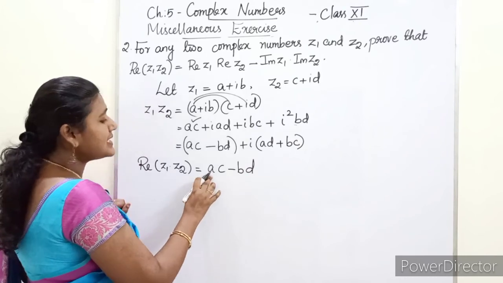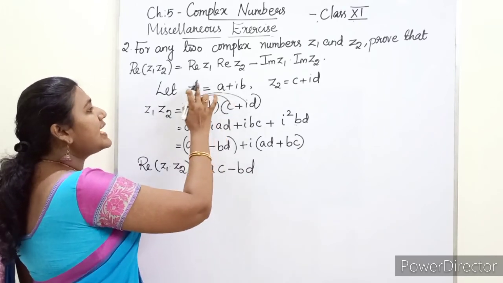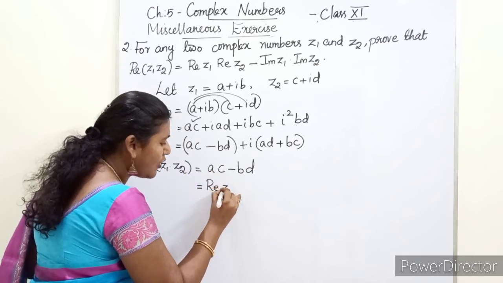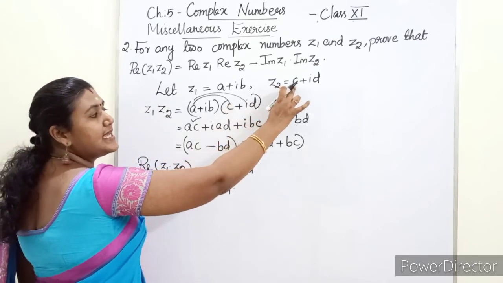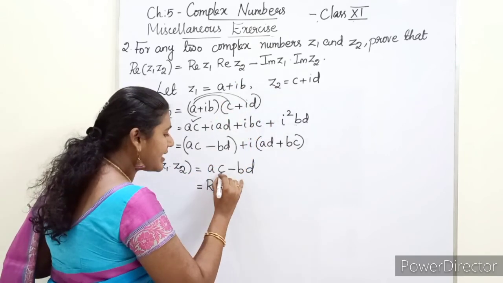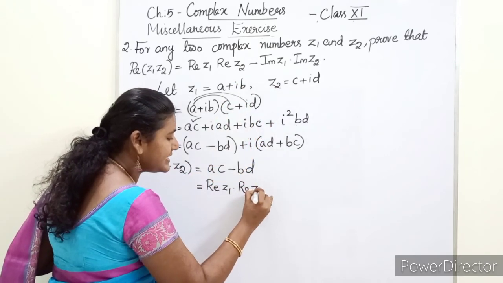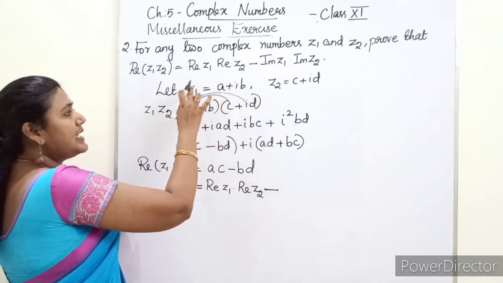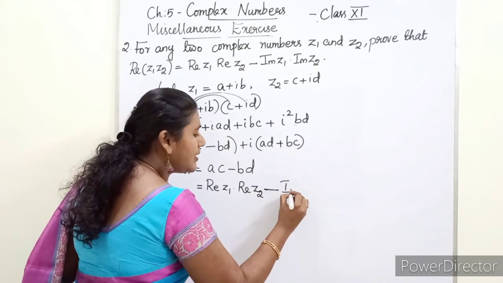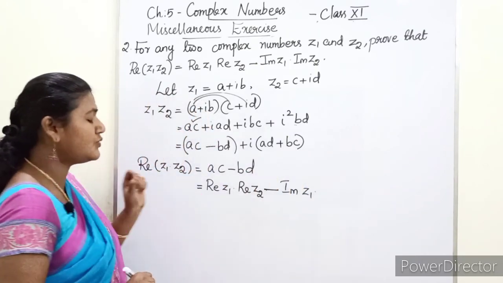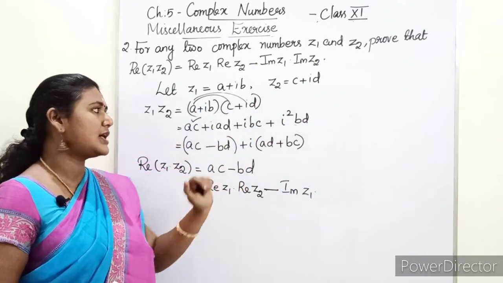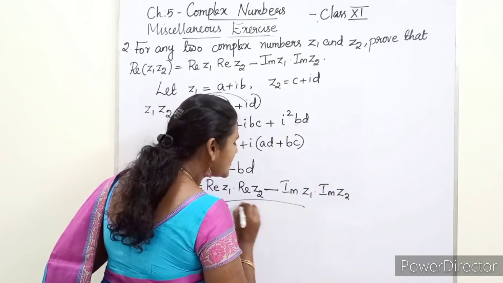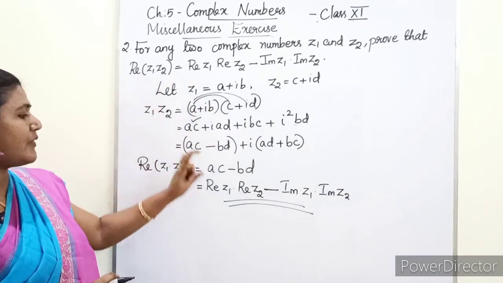Now we will see what is actually a. A is the real part of z1, so we can write a as real of z1, and what is c? Real part of z2. So instead of c we can write real of z2, minus what is b? b is the imaginary part of z1, into d, which is the imaginary part of z2. Actually this is what we have to prove.